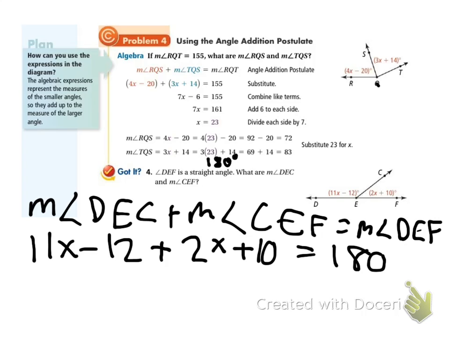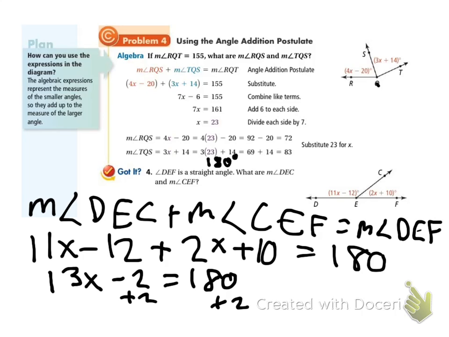So 11x plus 2x is 13x. Negative 12 plus 10 is equal to negative 2. That's equal to 180 degrees. So I need to add 2 to both sides. So I get 13x is equal to 182. And now if I divide 182 by 13, I get that x equals 14. And now I need to go back and plug into my angles.